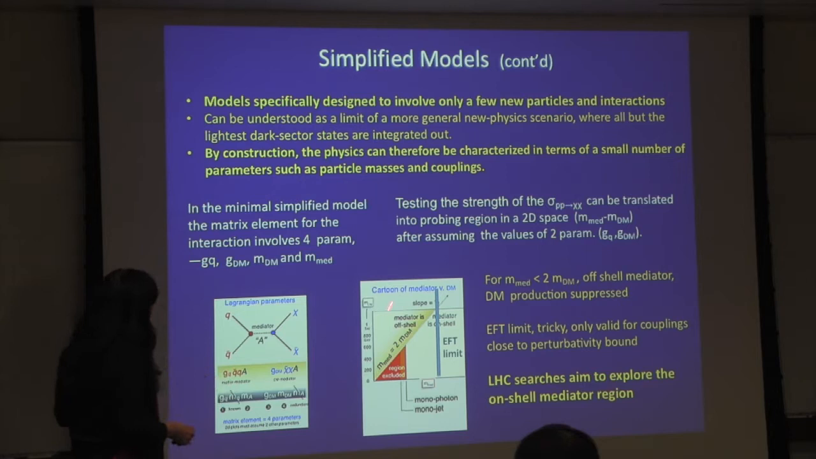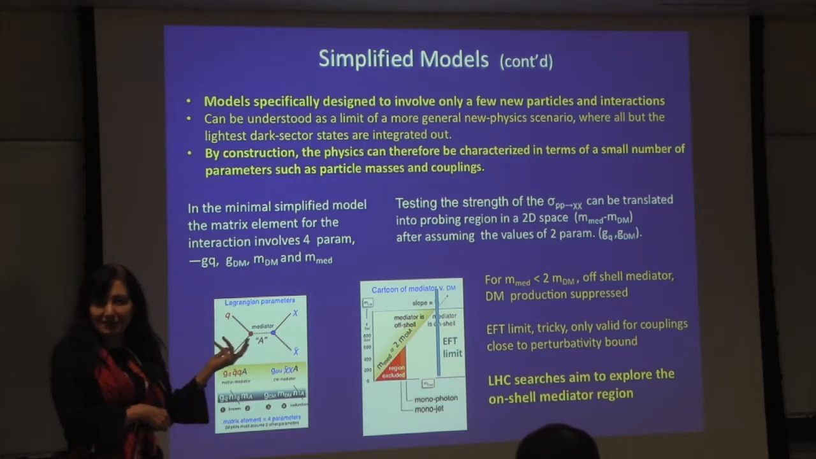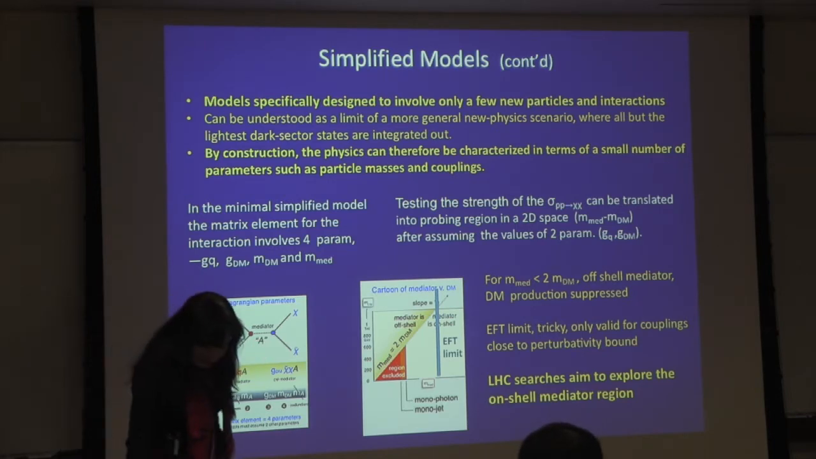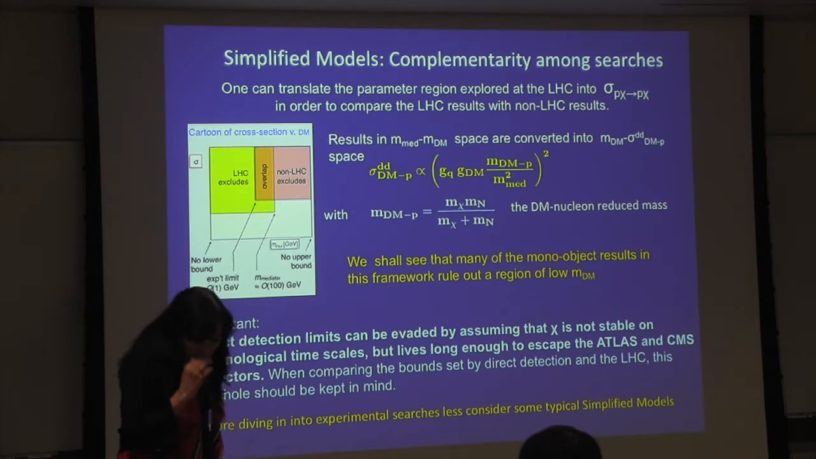So the LHC searches will aim to explore this region of parameter space where the mediator is produced on shell. And of course, this is the mass of the mediator, correct? If the mass of the mediator becomes heavy enough, then, as we were saying, the effective field theory would become valid. With the caveat of the things that we discovered, that in reality it is not a good description.